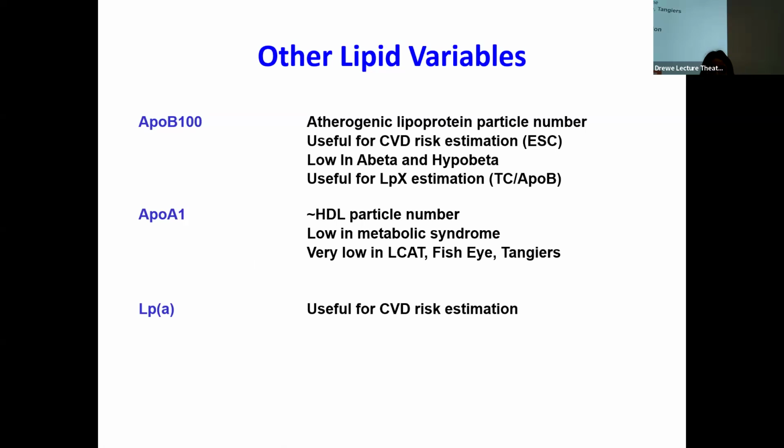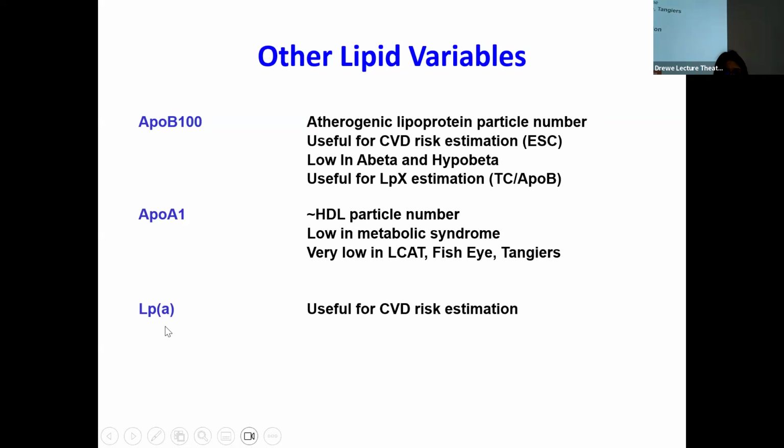So you can have anything from 1 to 7 ApoA1s in your HDL particle. ApoA1's low in metabolic syndrome. It's very low in LCAT deficiency, fish-eye disease and Tangier, so some of these rarer disorders. But in terms of cardiovascular risk management, alone, it's not particularly useful. As a ratio of ApoB to ApoA1, it can be pretty useful, and again, it does quite well, but it's not really as well standardized as some of these other parameters, and it's not really been taken on as something that we routinely use.